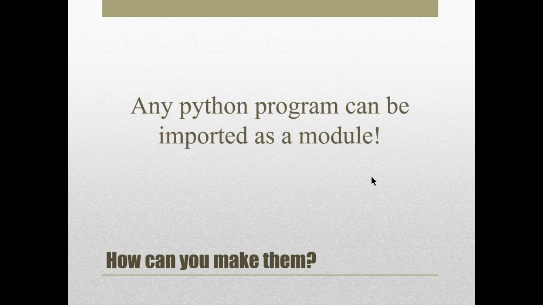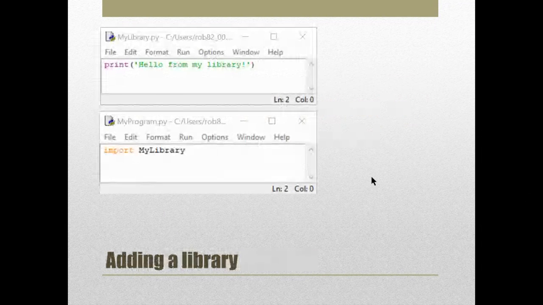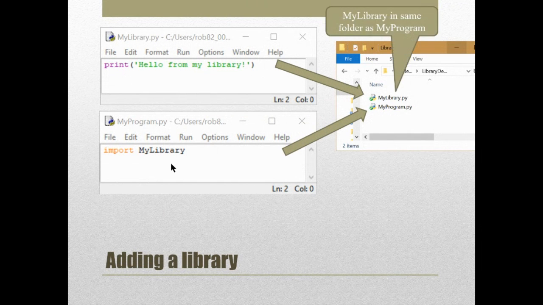We can actually make our own libraries, and basically any Python program can be imported as a library. So if you were to make a file called mylibrary.py that says print hello from my library, and you save it, the key is that your library file has to be in the same folder as your program. My program is this one down here, which is importing the library, and the library is mylibrary.py up here.